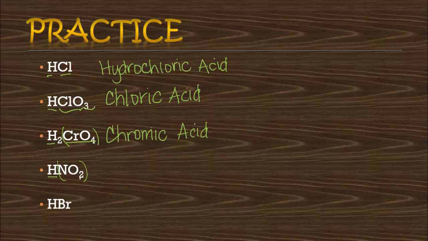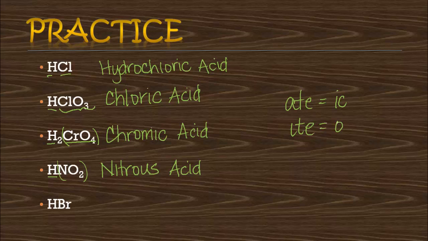Then we have HNO2, again a single H, but 2 elements. So I look up NO2, and NO2 is nitrite. So now I'm at ite, so this becomes ous. So I get nitrous acid, instead of nitric acid. So remember, ates equal ic, and ites equal ous.